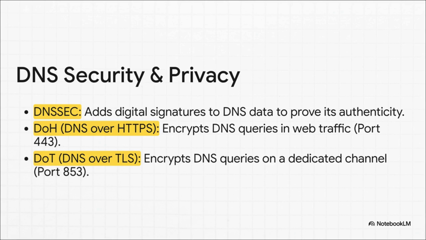Then, for privacy, we have two big ones, DoH and DoT. DoH is DNS over HTTPS. It encrypts your DNS queries and cleverly wraps them inside normal web traffic on port 443, so they're hard to spot. DoT is DNS over TLS. It also encrypts your queries, but it uses its own special dedicated secure channel on port 853. Both are designed to stop anyone from snooping on what websites you're looking up.